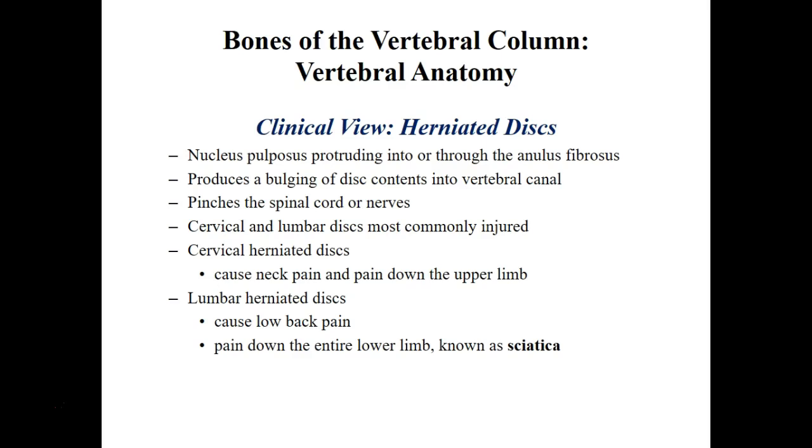A herniated disc occurs when between the vertebrae we have fibrocartilage that decreases the stress on the joints and decreases pressure. So whenever you jump up and down or put a lot of pressure on your vertebrae, the fibrocartilage acts as a shock absorber, so it takes a lot of that pressure away.